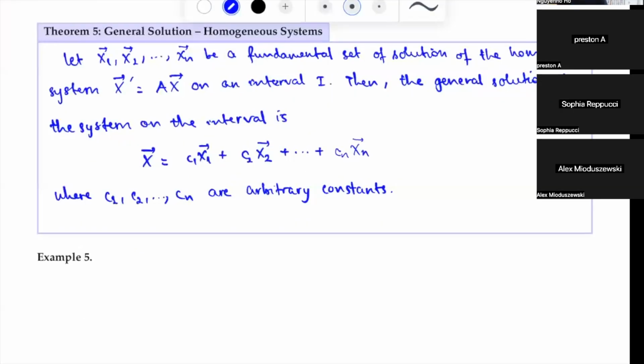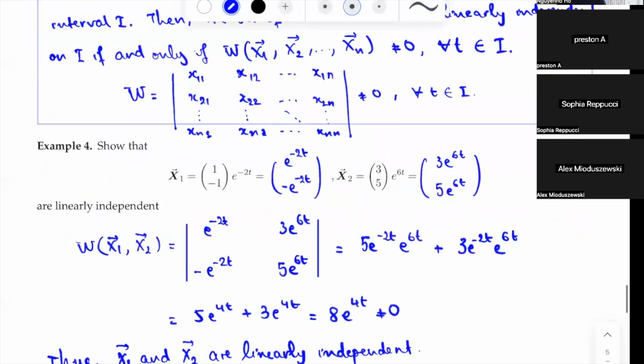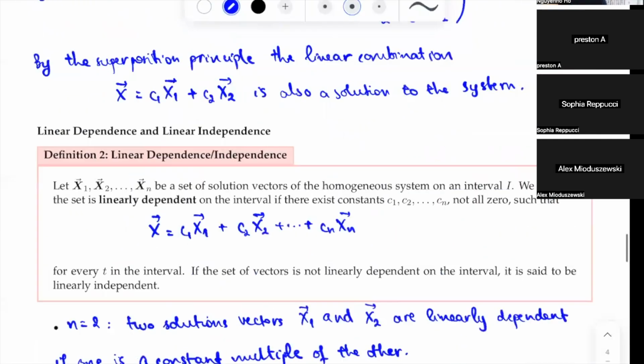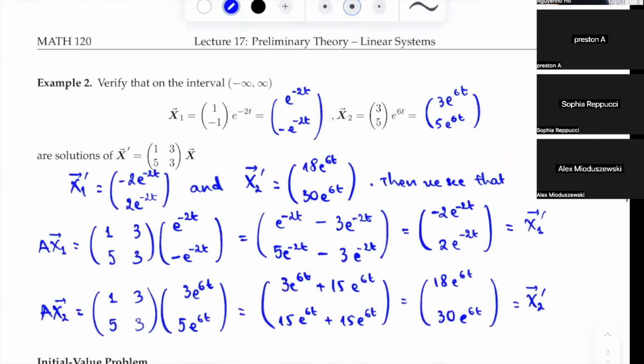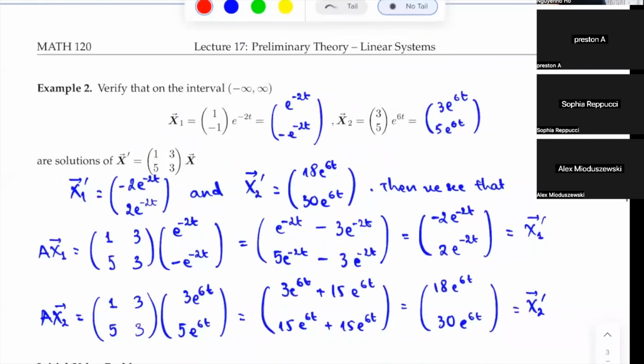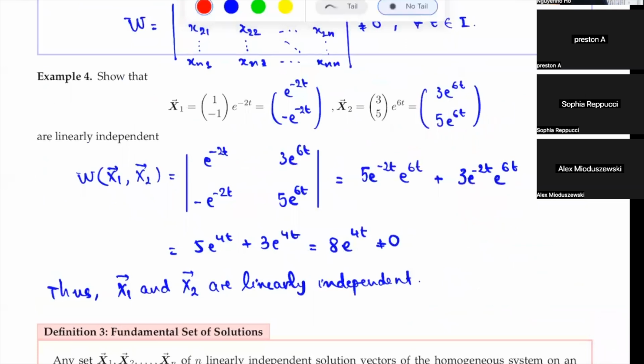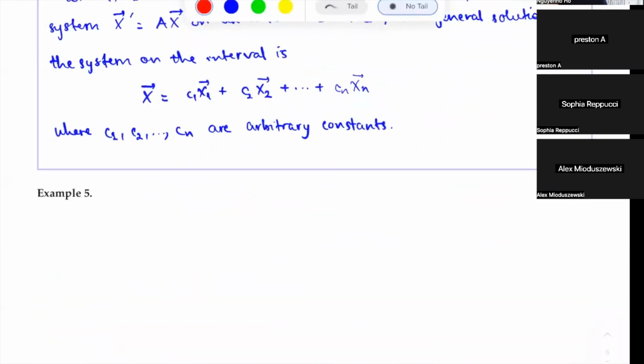So moving on to the example. Example 5, I'm going to use the information from example 4 that we have these two solution vectors, x1 and x2, that satisfy the homogeneous system that we saw earlier. So back here, these two solutions satisfy this homogeneous system. And we checked that x1 and x2 are solutions to the system in example 2. And in example 4, we showed that the two solutions x1 and x2 are linearly independent by calculating the Wronskian between the two solution vectors. Right. And now in example 5, I'm going to write down the general solutions of this homogeneous system.